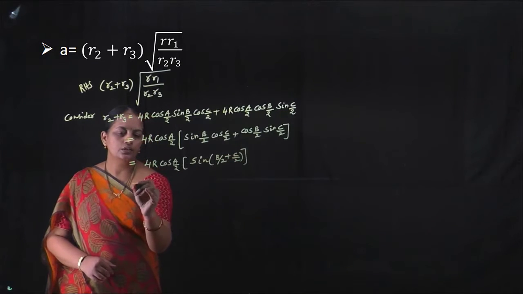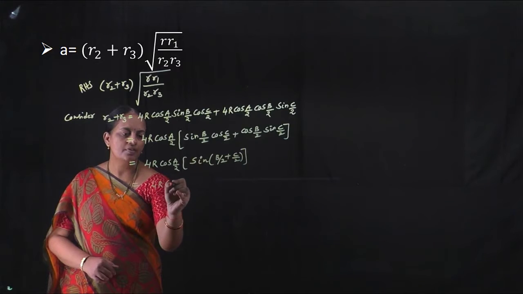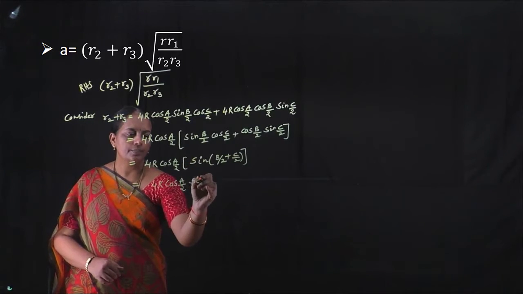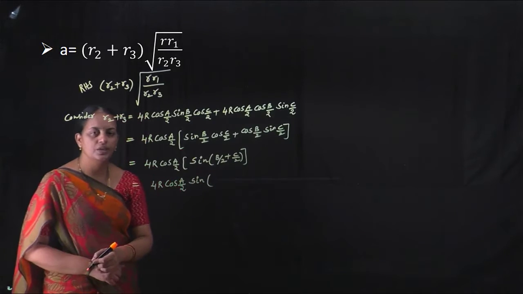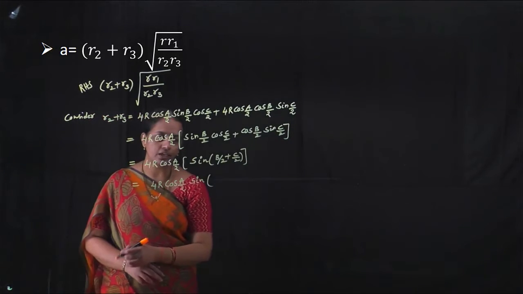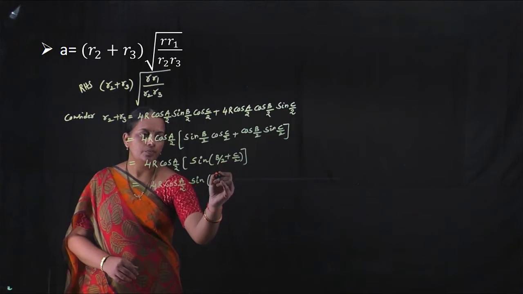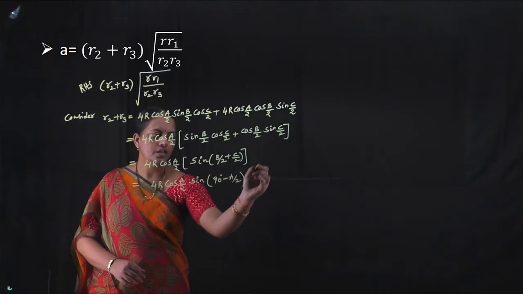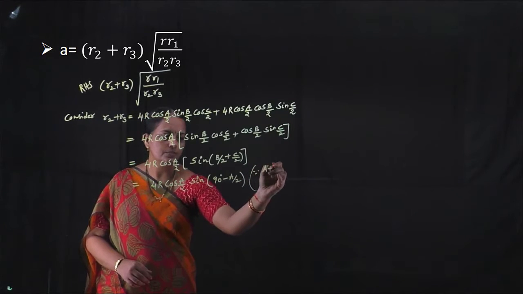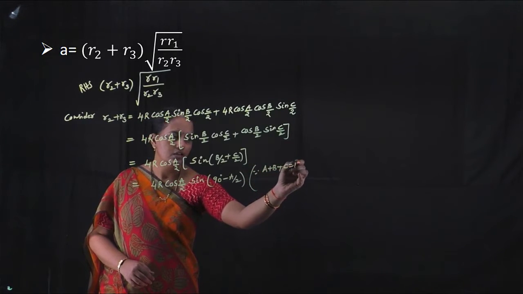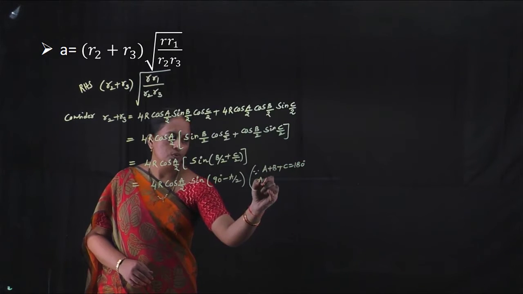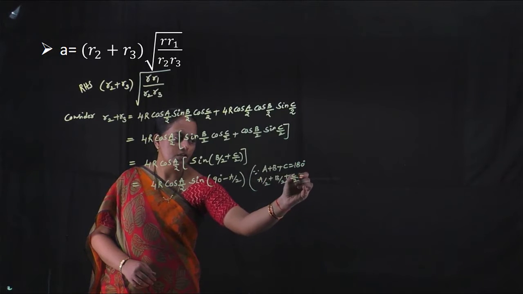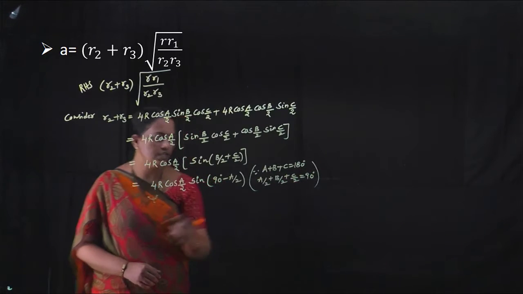And we know that A plus B plus C, the sum of angles in a triangle, is equal to 180, and A by 2 plus B by 2 plus C by 2 means 180 by 2, that is 90. From that we can write B by 2 plus C by 2 is equal to 90 minus A by 2, since A plus B plus C is equal to 180 and A by 2 plus B by 2 plus C by 2 is equal to 90.